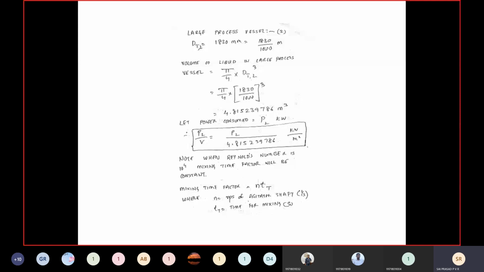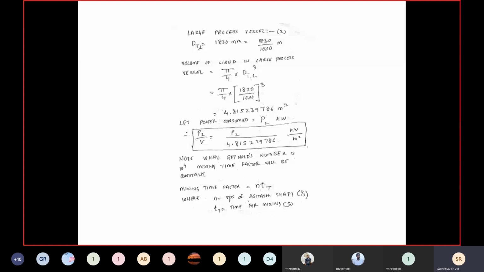So mixing time factor is given by the formula N into Tt, where N is the RPS of the agitator measured in second to the power of -1, and Tt is the time taken for the given mixing measured in seconds. So this will be the same for the pilot plant vessel and for the large process vessel, because in both cases the agitators are rotating at the Reynolds number of 10 to the power of 4.